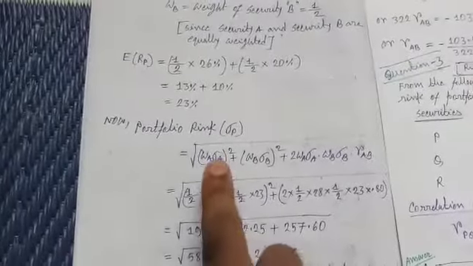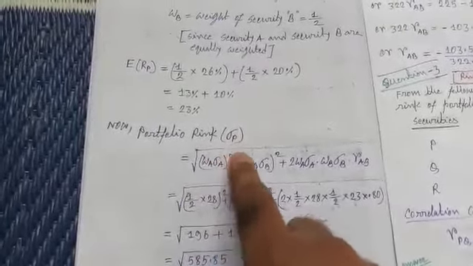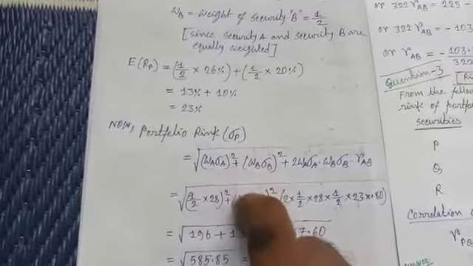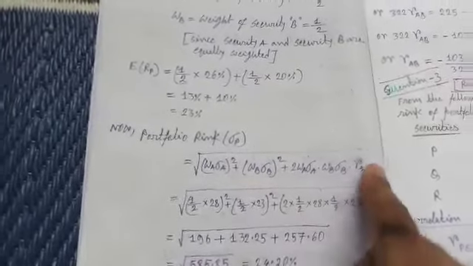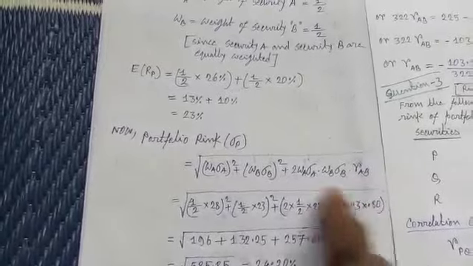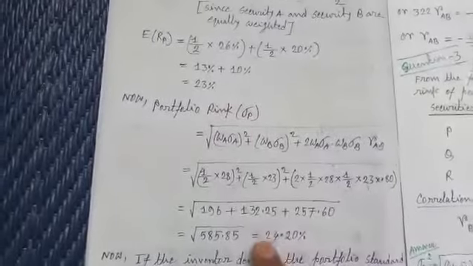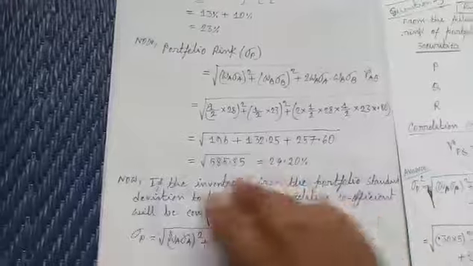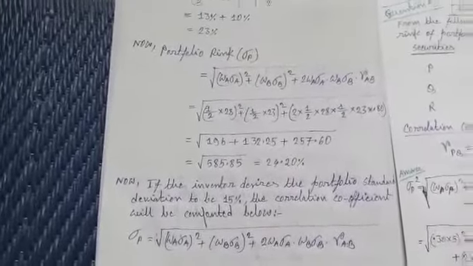Here WA is provided in the question, which is equal to half. Sigma A, that means risk of stock A, is given in the question, it is 28%. WB is equal to half. Risk of security B is given in the question, it is 23%. And the correlation coefficient between A and B is given in the question, equal to 0.8. By putting all these values, we can get the portfolio risk and it comes to 24.20%.